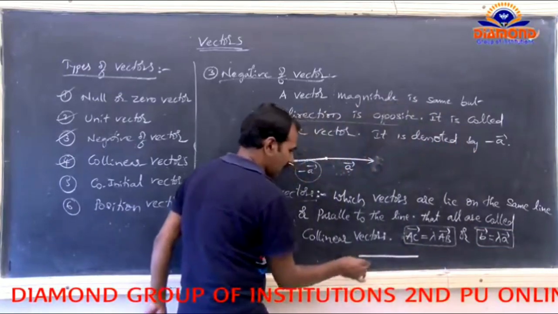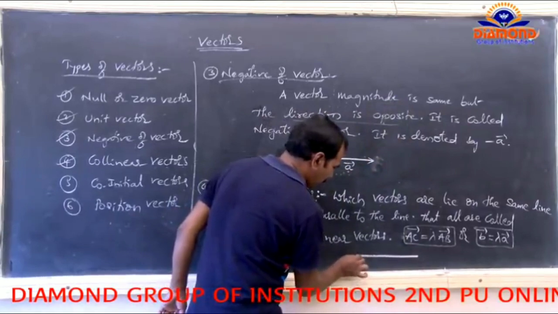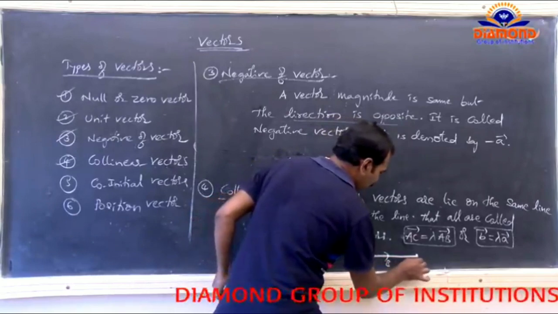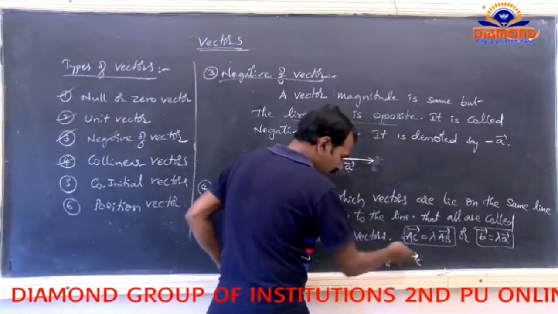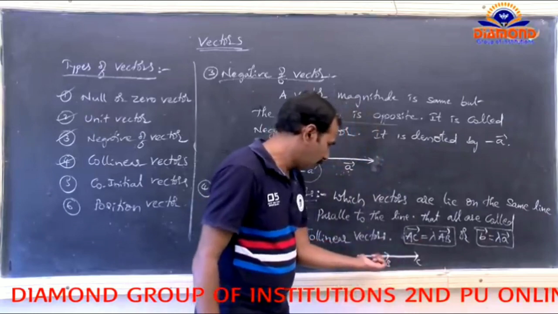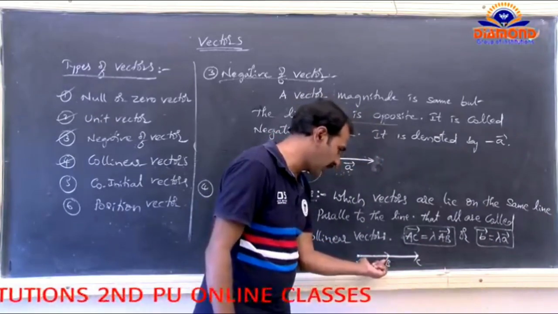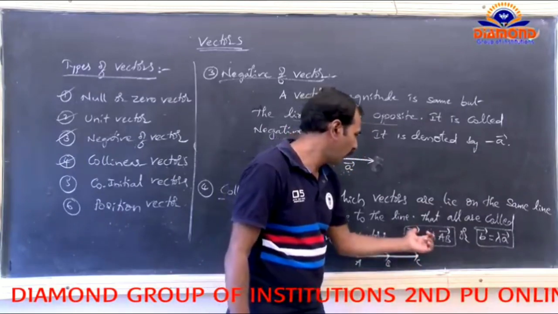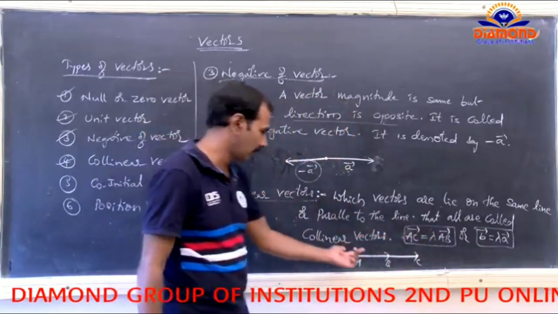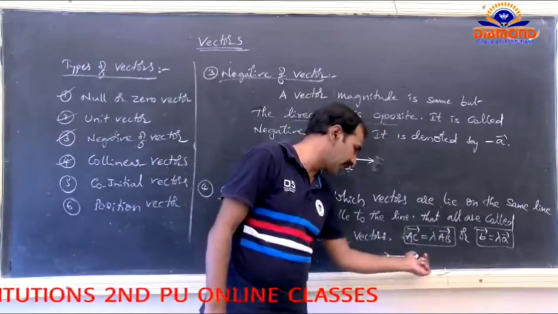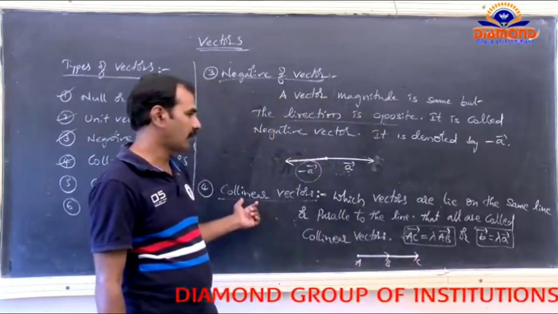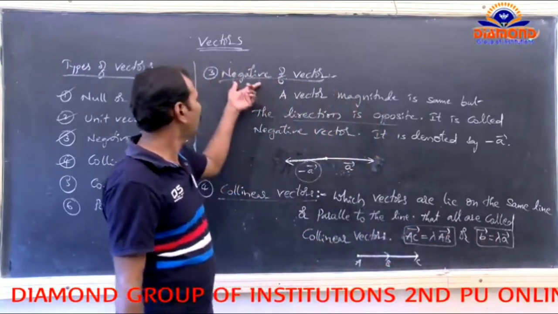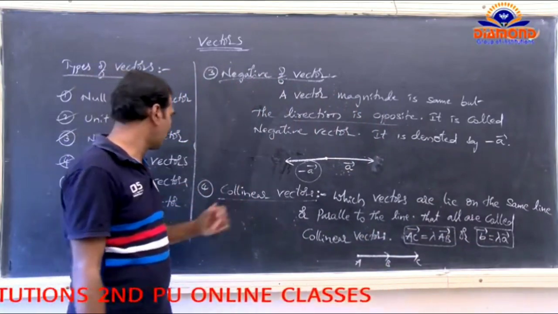For example, this is the initial point A, this is B, A to B, this is C, the AC vector. Some constant, you multiply this vector, you get the AC vector. So these three vectors are called which vectors? Collinear vectors. These two vectors, AB vector and AC vector, both are collinear vectors. Like this. The collinear condition is this. Negative of a vector is also a collinear vector.